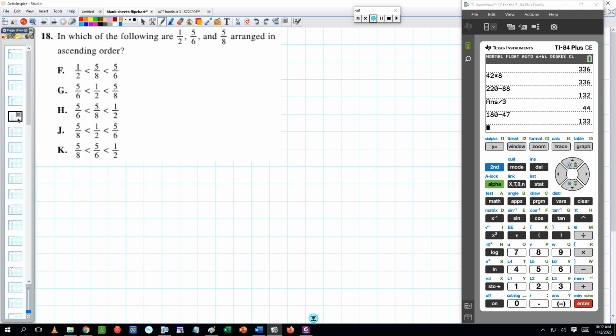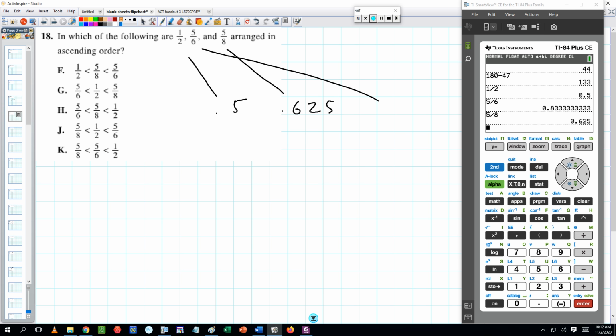Which of the following are arranged in ascending order? 1 divided by 2, we know that's a half. 5 divided by 6. 5 divided by 8. So we're going to go 0.5, the smallest, 0.625, that's the next one. So smallest, next to smallest, largest. So 1/2 first, 5/8 second, and 5/6 at the end. Our answer is F.